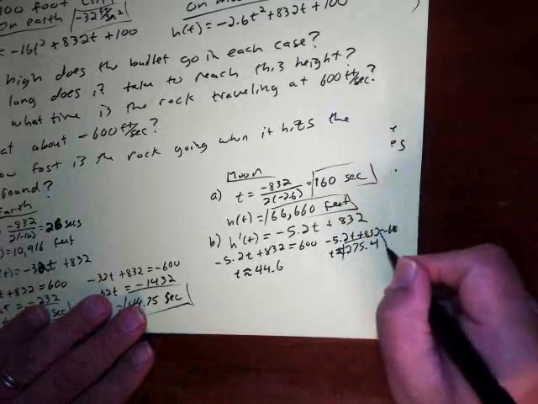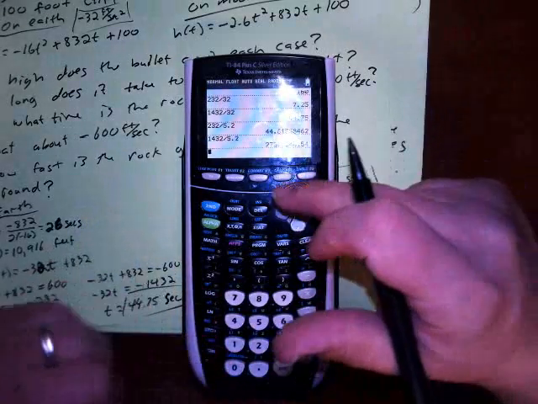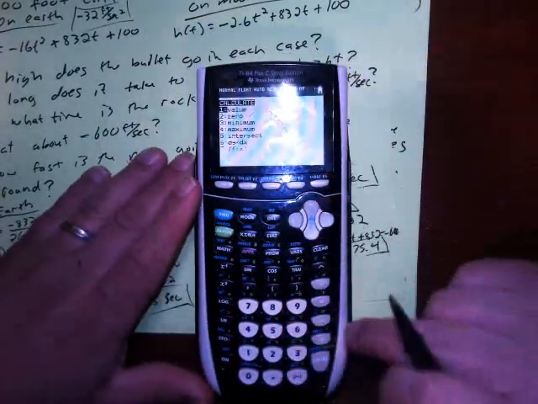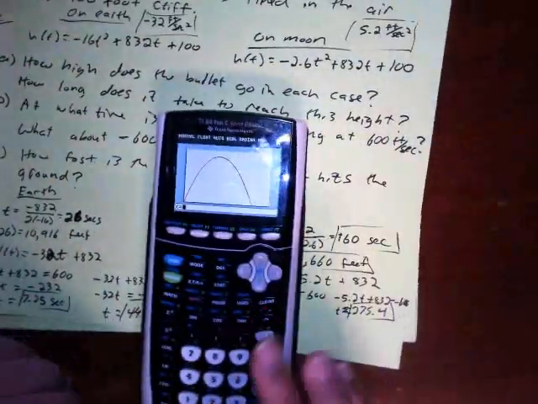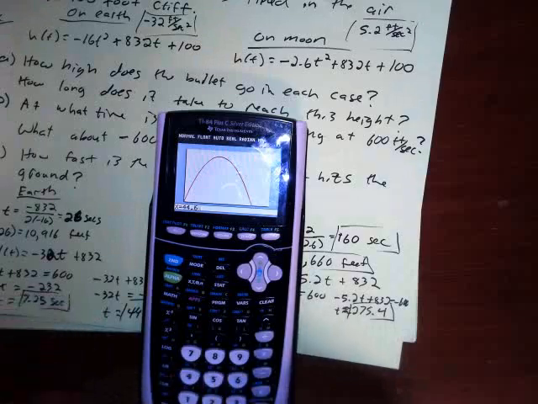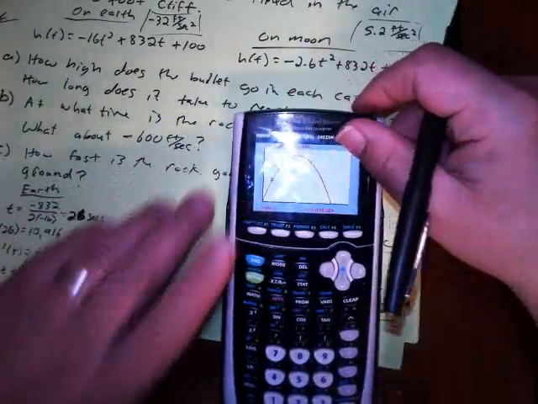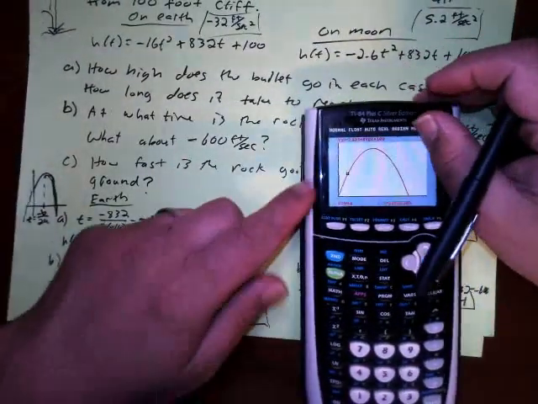And so here's what I wanted to show you: if I go to my graph and I'm going to go to the value, I'm going to plug in these two times. So 44.6 seconds is like right about here. Okay? And so it's right about there.